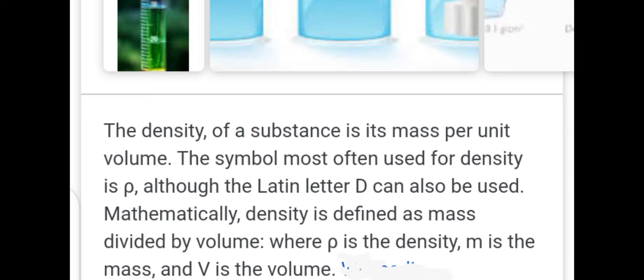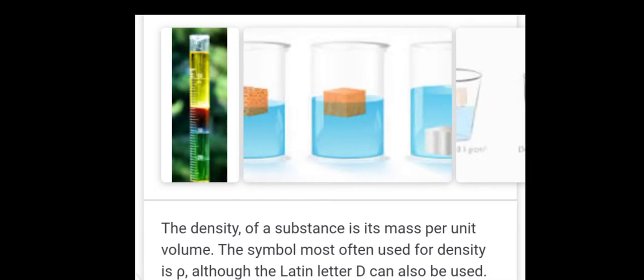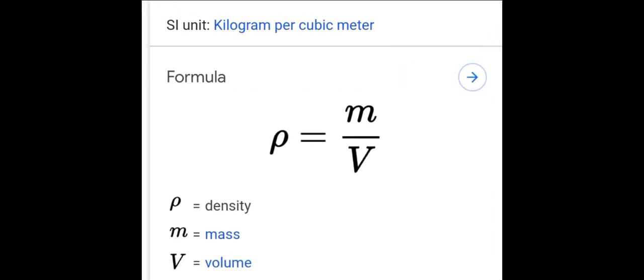The symbol most often used for density is rho, although the Latin letter D can also be used, but the symbol rho is the standard one. Mathematically, density is defined as mass divided by volume, where rho is the density, m is the mass, and v is the volume. This is the formula: rho is mass per unit volume, mass is in grams or kilograms, and v is in cubic meters. So the SI unit for density is kilogram per cubic meter.